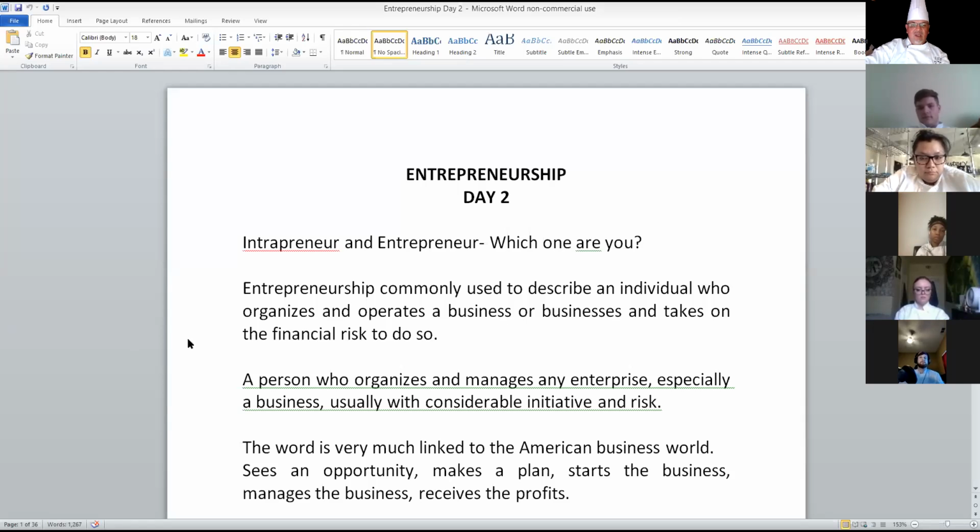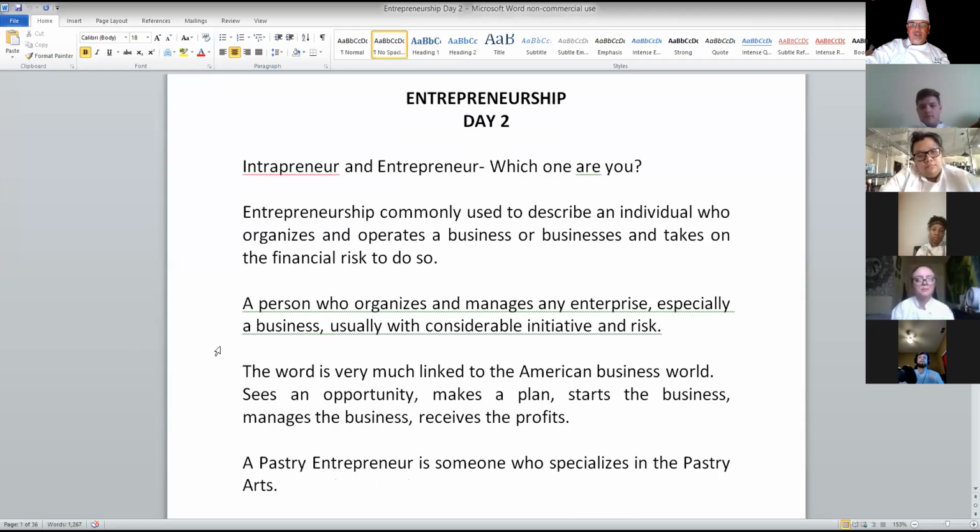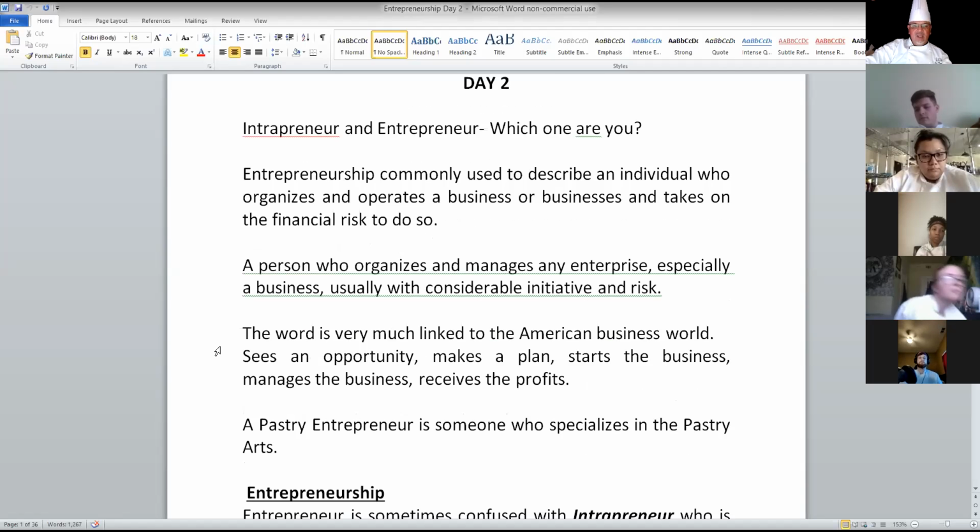So entrepreneurship is commonly used to describe an individual who organizes and operates, like we saw yesterday. A person who organizes and manages an enterprise, especially a business, usually with considerable initiative and risk. The word is very much linked to the American business world. Okay, sees an opportunity, makes a plan, starts a business, manages the business, receives the profits. Yes, money, right? Who doesn't love money?